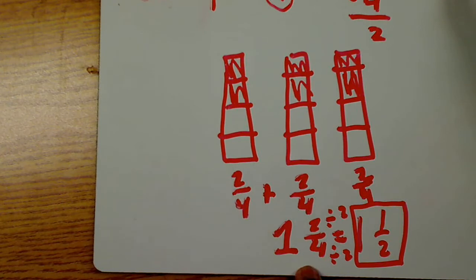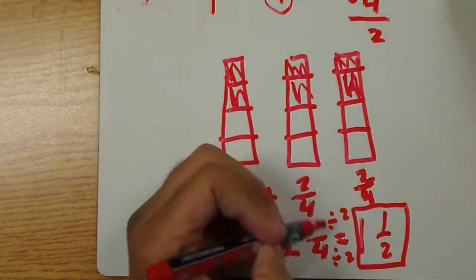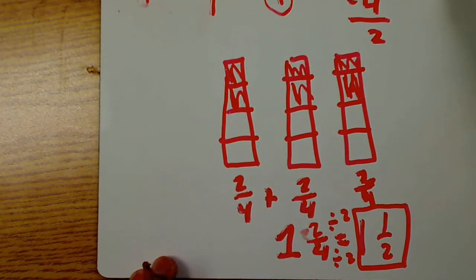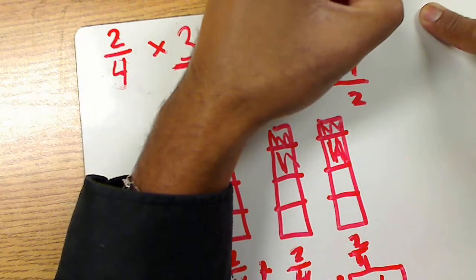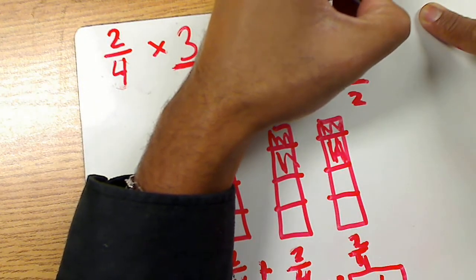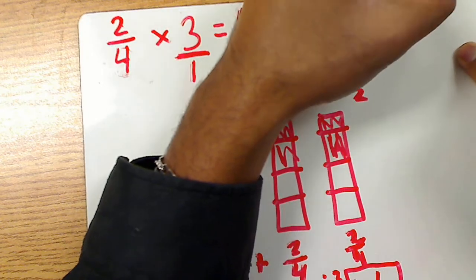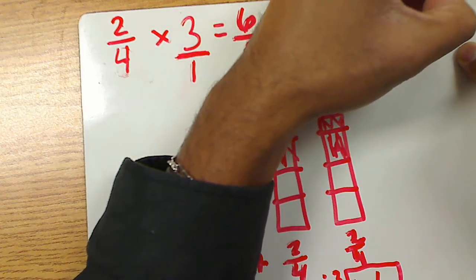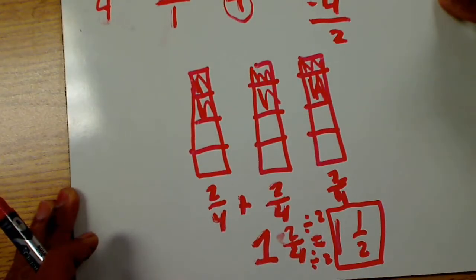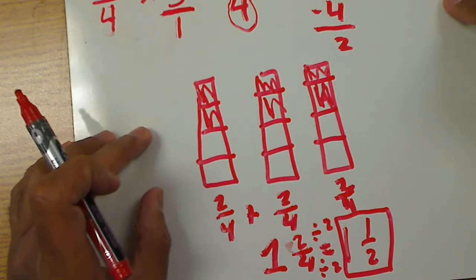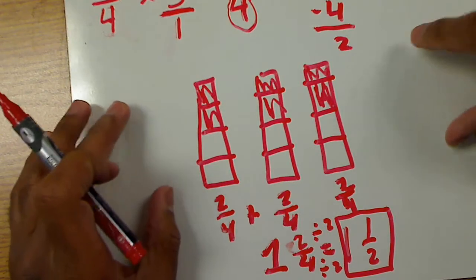I had 1 and 2/4. I know it's kind of hard to see it, my marker. If I simplify it, 2 and 4 are both even numbers, so that means I can divide them both by 2. So my final answer will be 1 and 1/2. So this is like another model that could be shown for multiplying fractions.